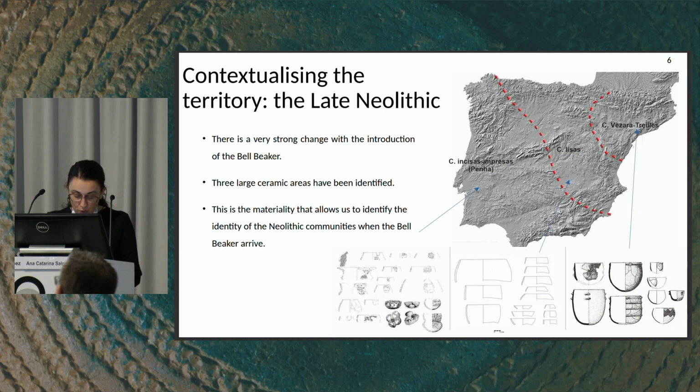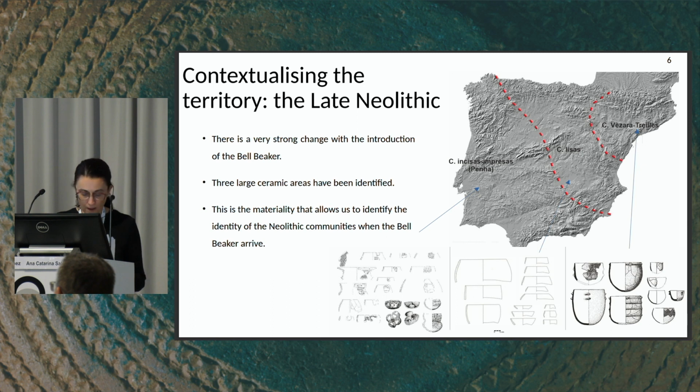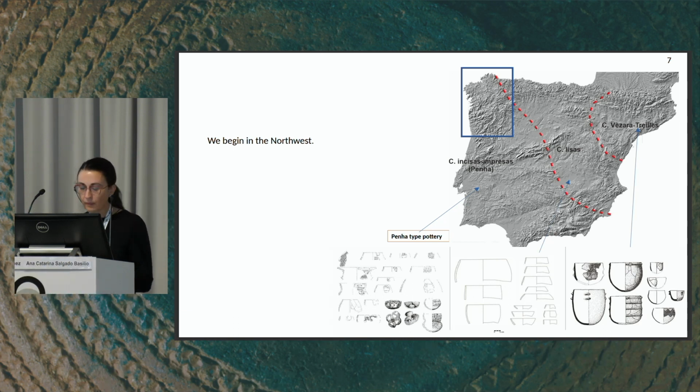The brief mention of the late Neolithic will allow us to better understand why I consider that there is a very strong change with the introduction of the Beaker. If we take a look at the Iberian Peninsula, three large ceramic areas have been identified. We have this area, the Beaker, with Peña type pottery, plain pottery, and Penha type pottery.